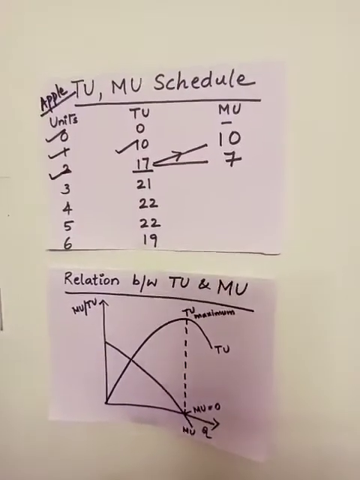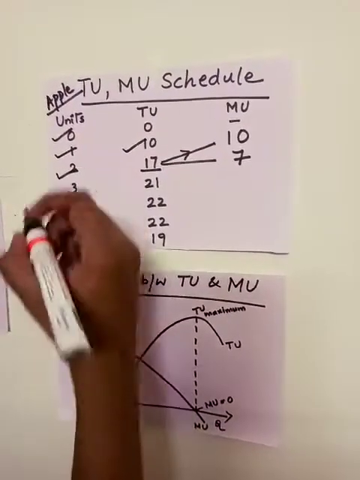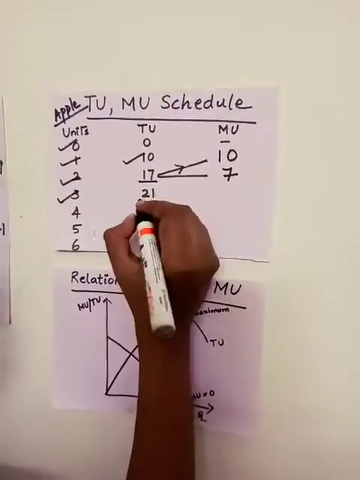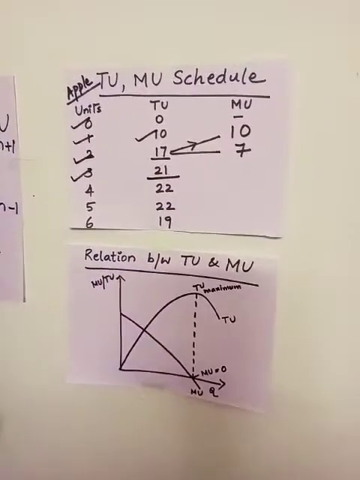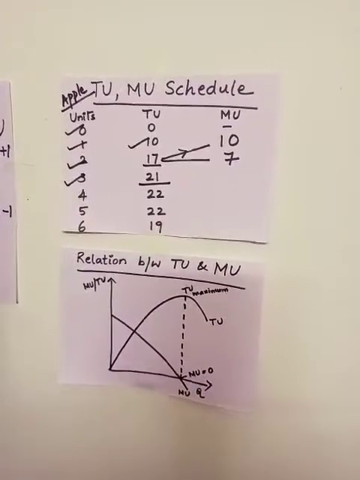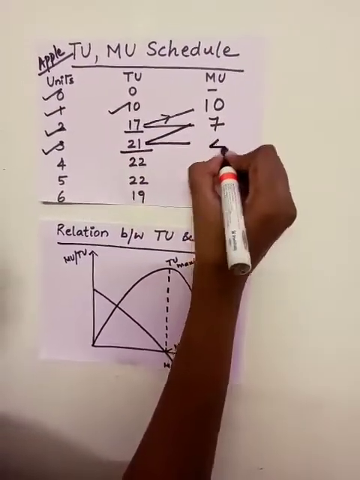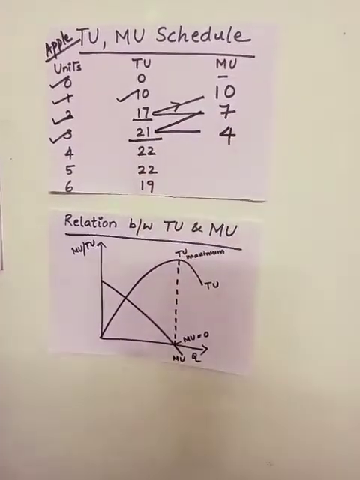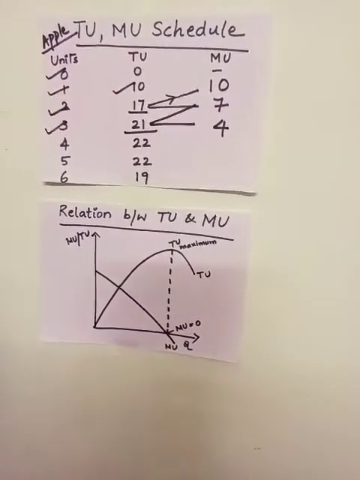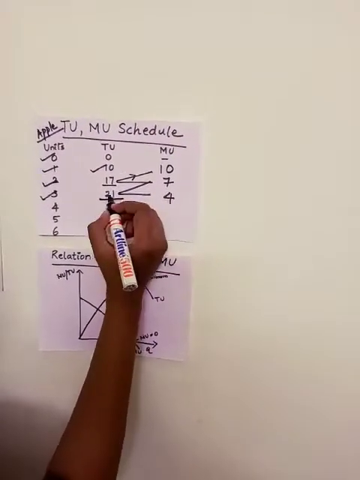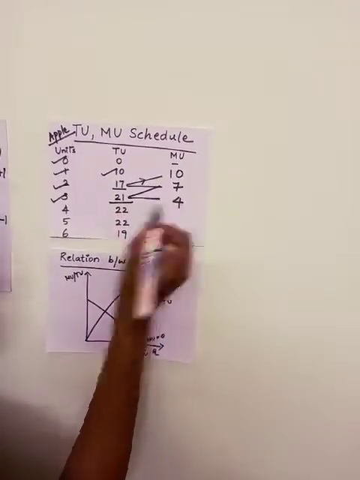And again, your hunger is not satisfied. I am giving you the third apple. The third apple is giving you the total utility of 21. So again, we have to calculate its MU, that is 4. 21 minus 7, that is 4. So it was my mistake, sorry. It was 21 minus 17, which will give you 4.